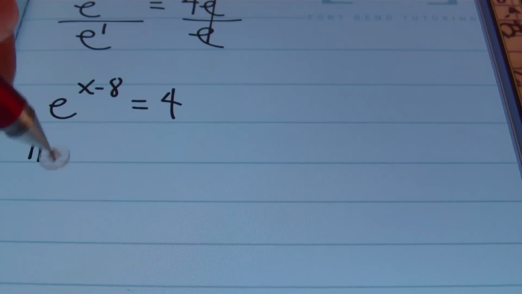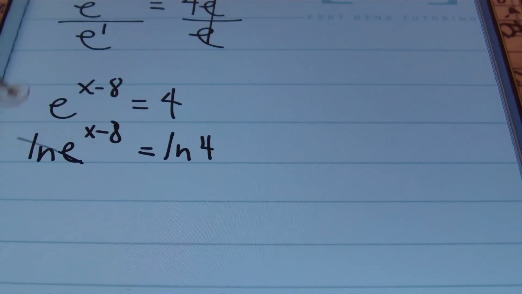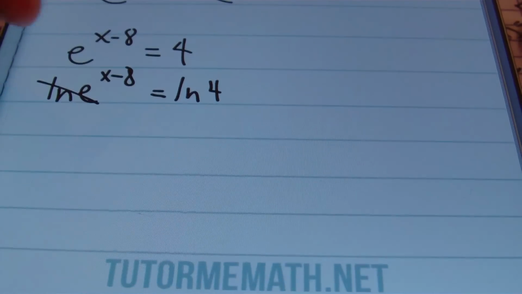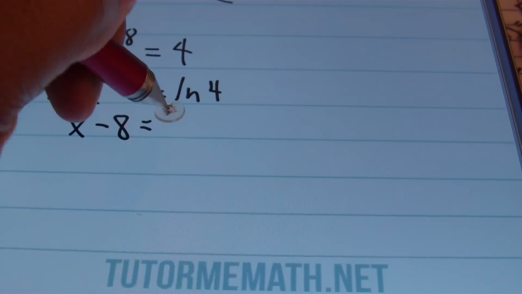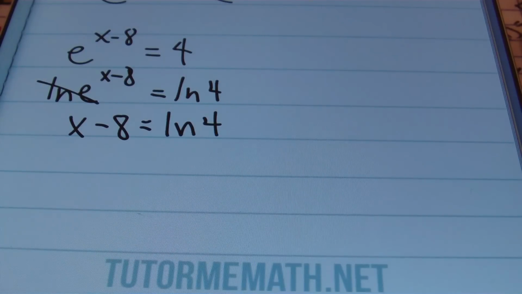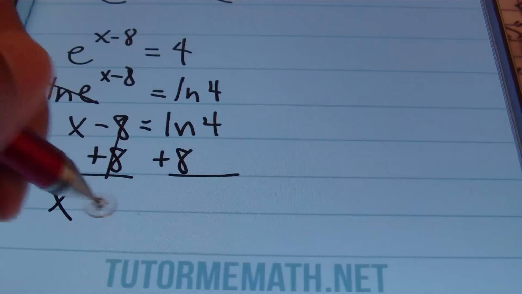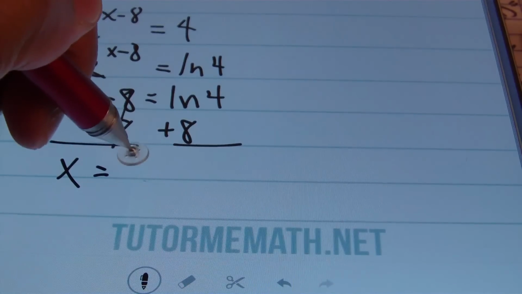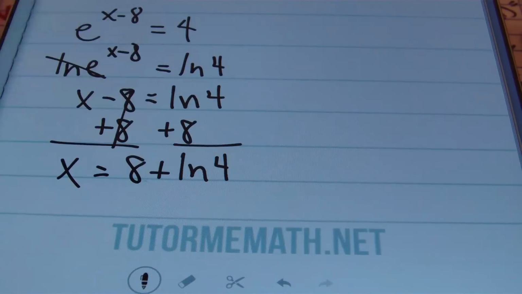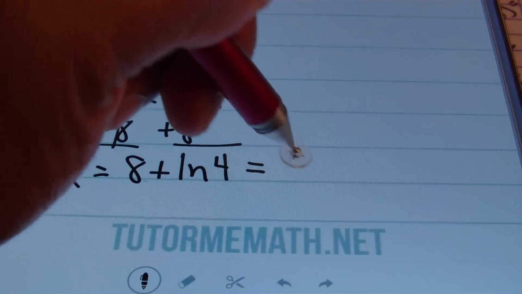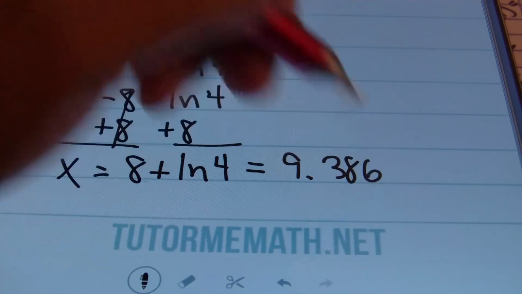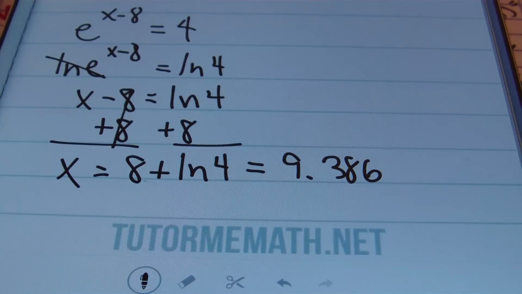So I'm going to take the natural log of both sides of the equal sign here, like so, and the natural log and the e will cancel out, and I can bring down x minus 8, which equals the natural log of 4. Then, solving for x, I can add 8 to both sides of the equal sign. So as an exact answer, I can write it as x equals 8 plus the natural log of 4. And that'll be my answer. If I were to calculate this and round my answer to the nearest thousandths place, my answer would be 9.386. All right, so those are going to be your answers right there.